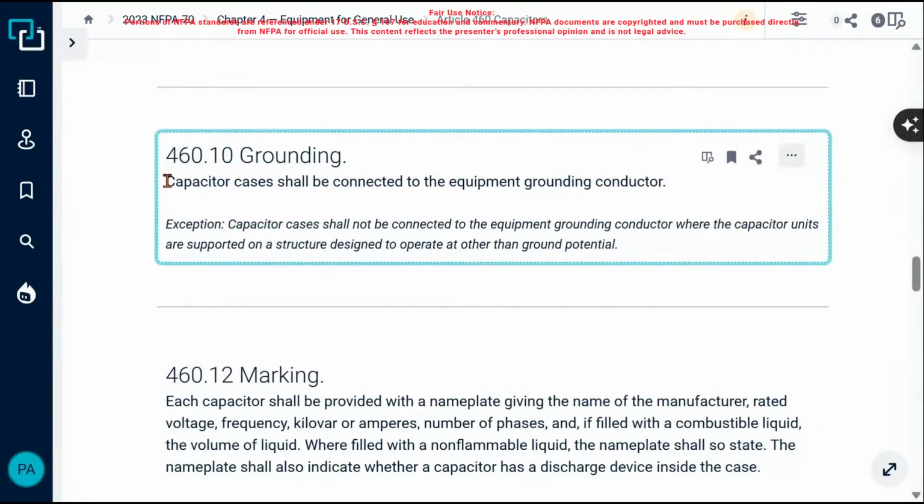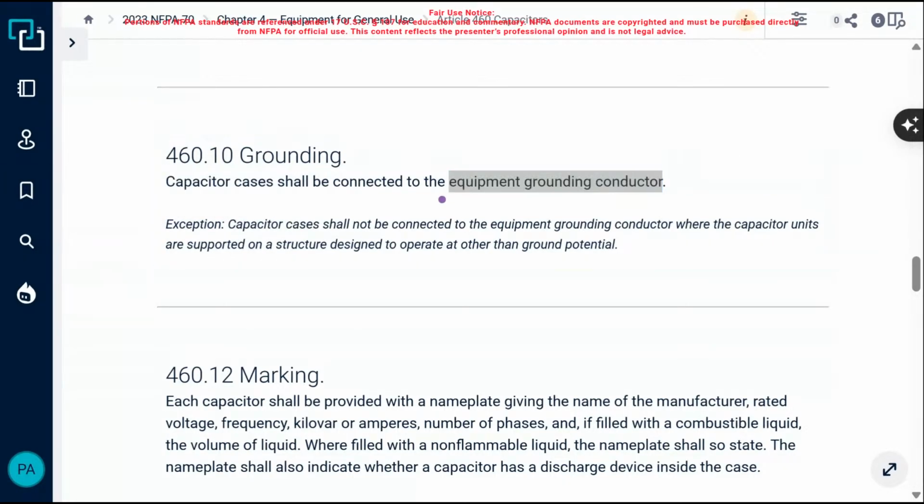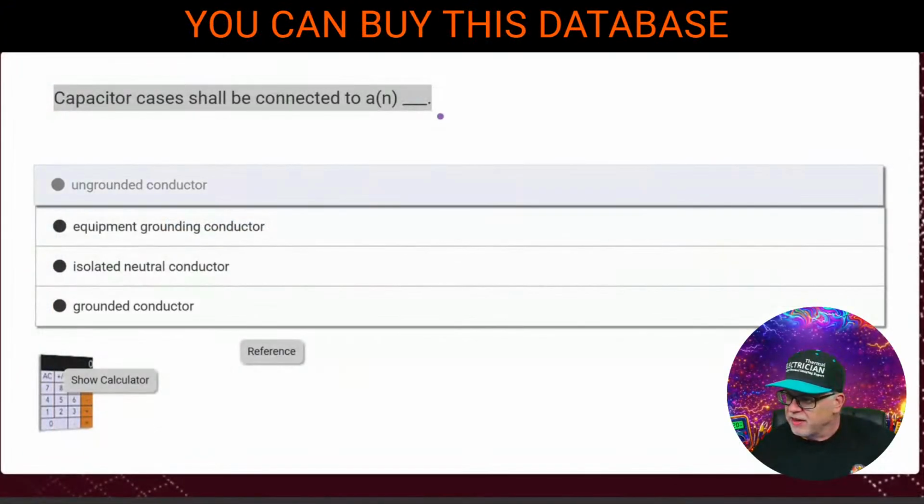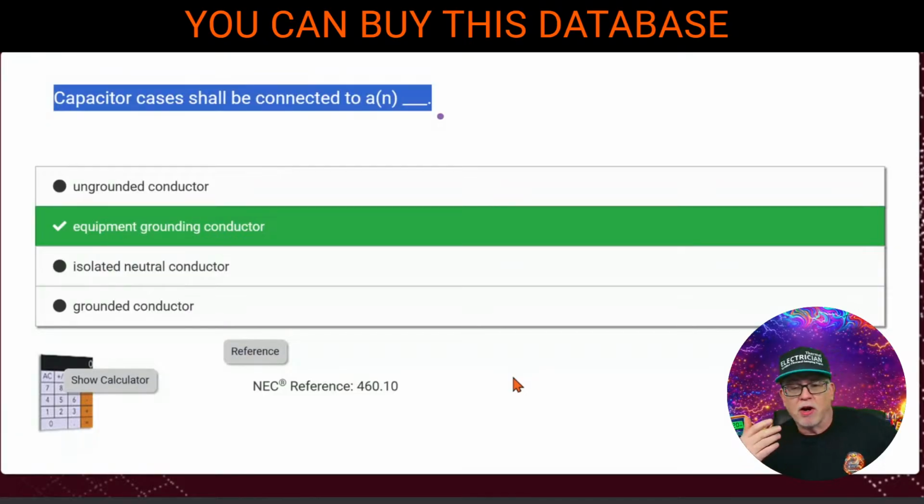Grounding, oh, boom, immediately. Capacitor case. And then you see shall be connected to the equipment grounding conductor, right? So that just sticks out, and that's how quickly bold scanning got us where we needed to be. So over here, it says that capacitor case shall be connected to the equipment grounding conductor. Right there, and there's our reference, 460.10. It's just that simple.